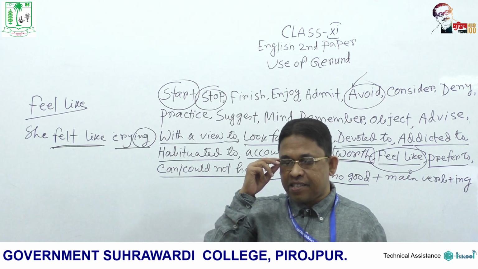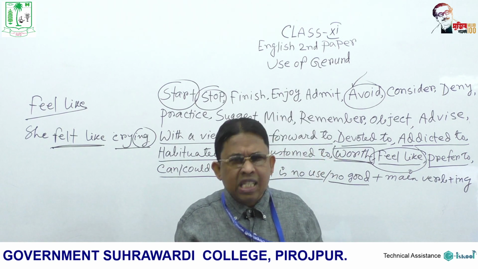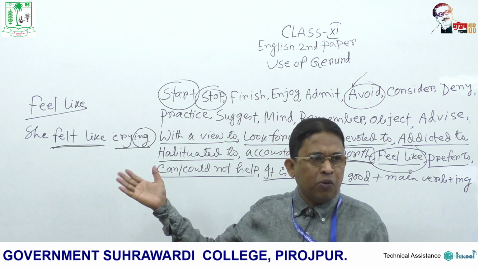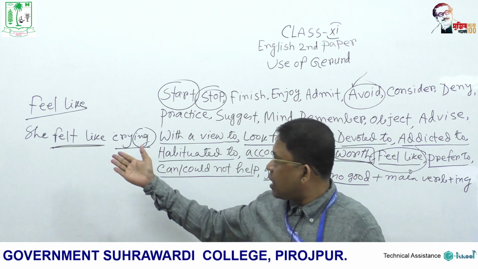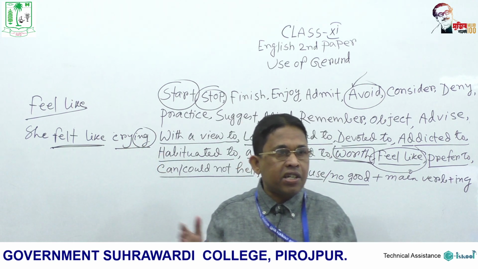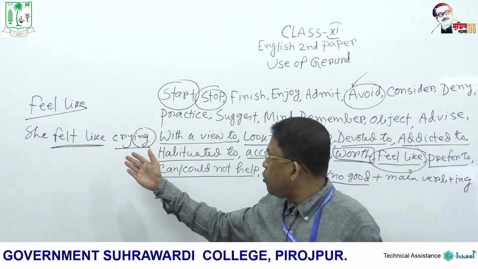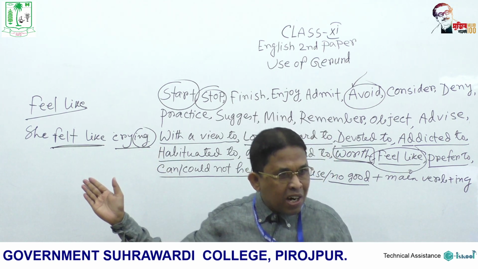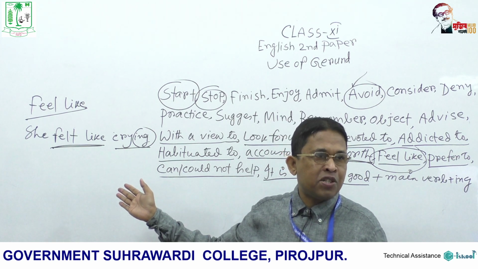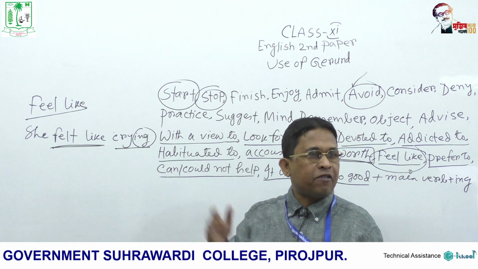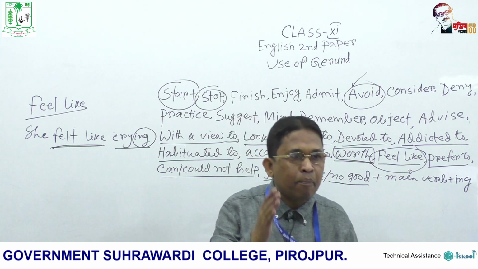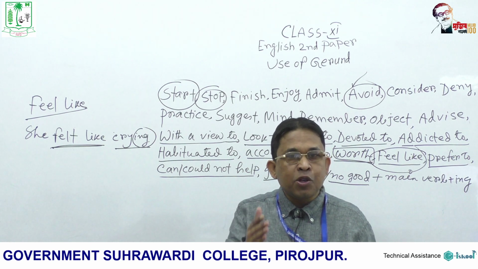By using this phrase, you can express the powerful feelings of your minds. Very interesting and powerful phrase, I believe. What does it mean? She felt like crying. Felt like means she has a desire for. She would like to cry. She wants to cry. She chooses to cry. Felt like means choose, has a desire for, has a tendency for, has a mind for. She wants to cry.